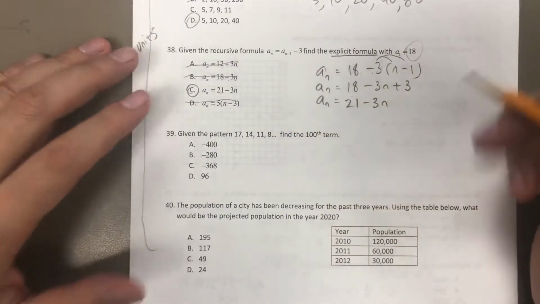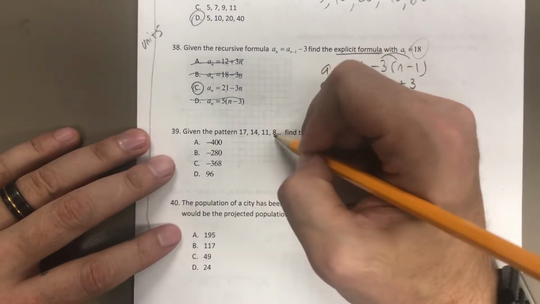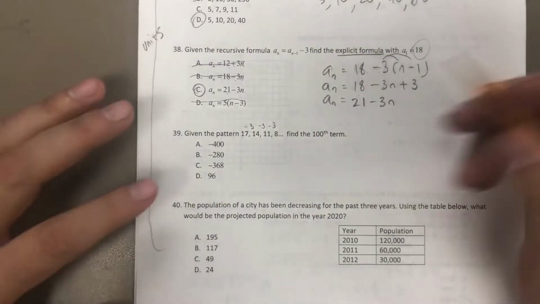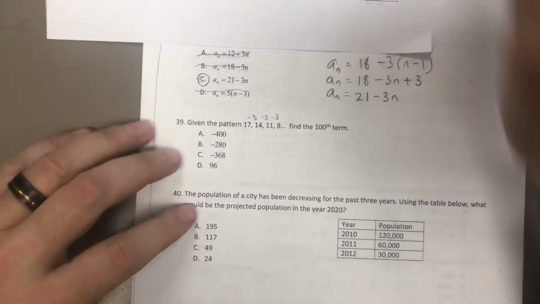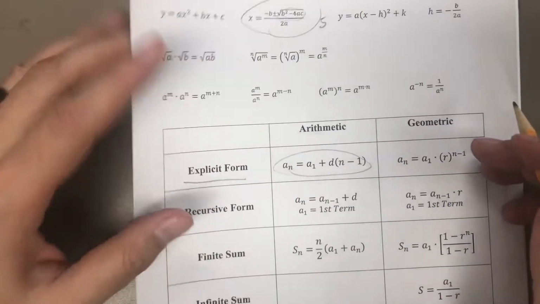Given this pattern, find the 100th term. Well, what is the pattern? It goes from 17 to 14 to 11 to 8. It just keeps subtracting 3. If it keeps subtracting 3, that's arithmetic. So again, we have the arithmetic pattern here. And if we need to find the 100th term, that's a prime candidate for using the explicit form. So we're just going to do that.